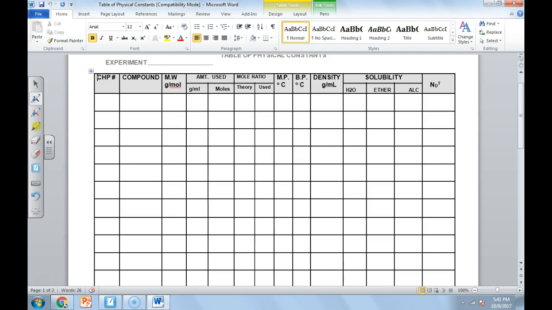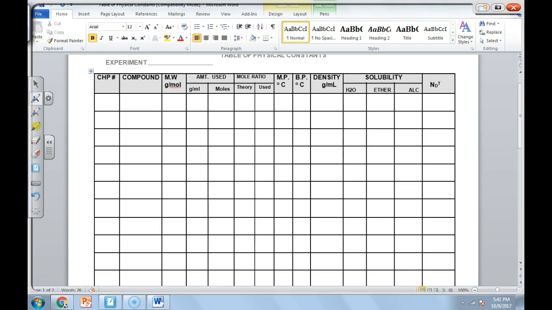Hey everybody, let's take a little bit of time and talk about how the physical constants sheet for experiment 3 is slightly different than the ones that you've done previous. Now, it's slightly different in that you're going to have to fill out all the information as opposed to just some of the information. Previously, you'd have to fill out this, and then the amount used in either grams or milliliters, and then this, and this. Okay, well, there's really not much else to fill out.